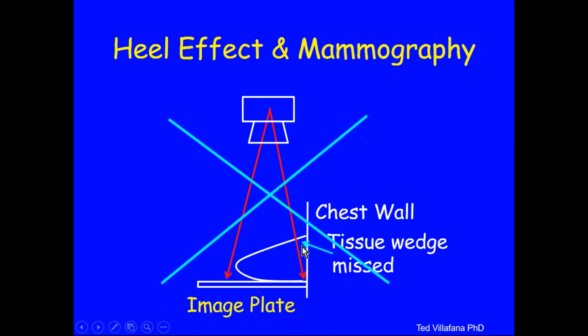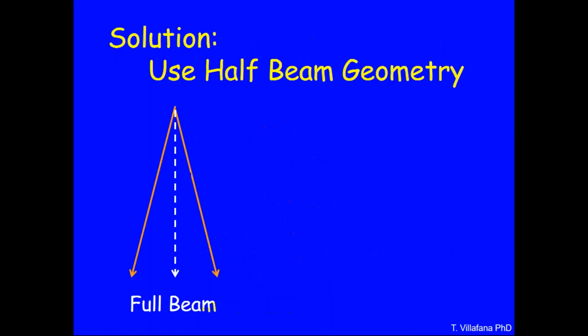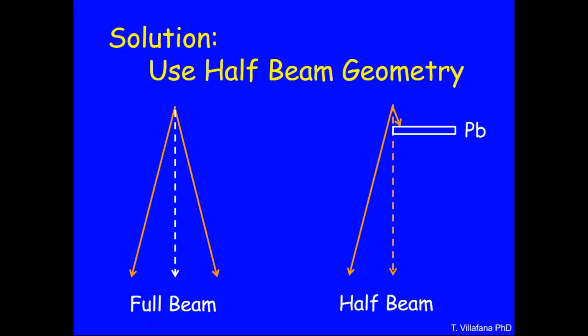Well, that means that you can't use those kinds of beams in mammography. We don't use those kinds of beams in mammography. We use this kind of beam, a half beam geometry. There is your full beam. What we do is we place a hunk of lead in the beam and we cut out half the beam.